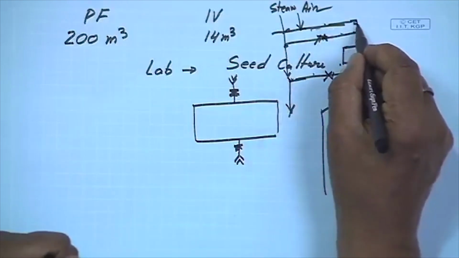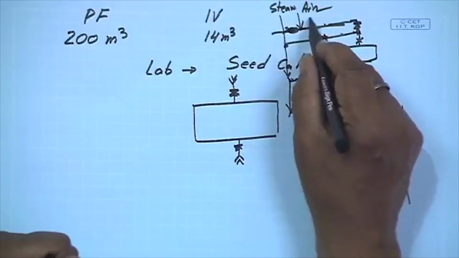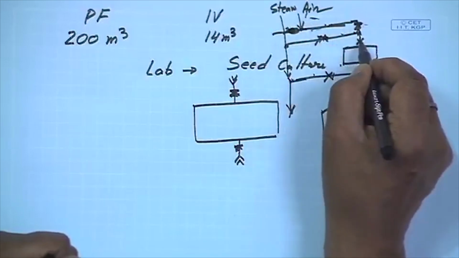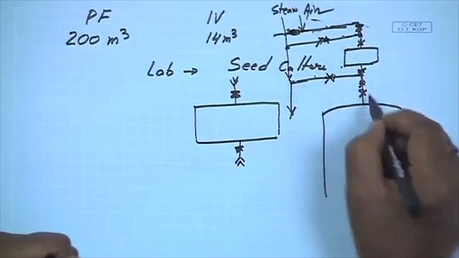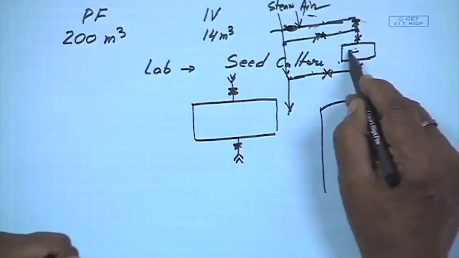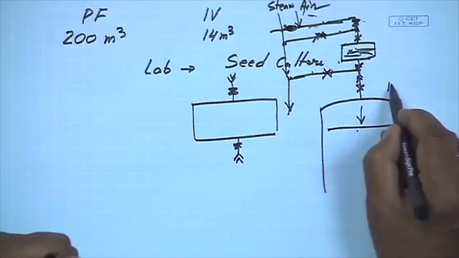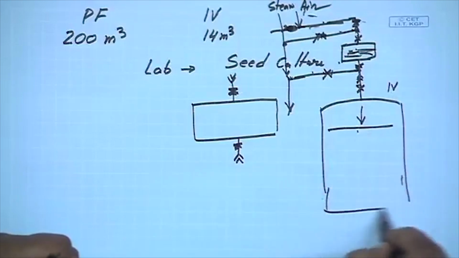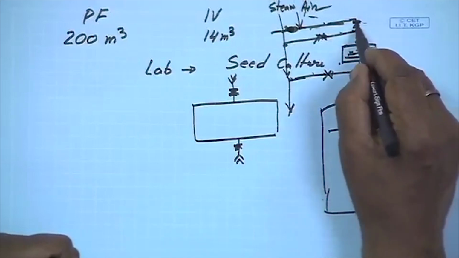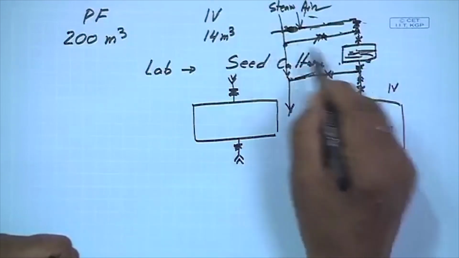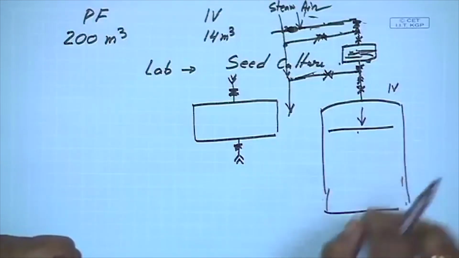Then you open this valve. There is nothing else here, so if you open this valve, the air will go here, and this is closed. Then with this air pressure, whatever seed culture is there will come to the inoculum vessel, the IV. You can transfer it, and when it is completed, you close it. Again you pass the steam here so that the whole pipeline is sterilized, and then you run this operation.